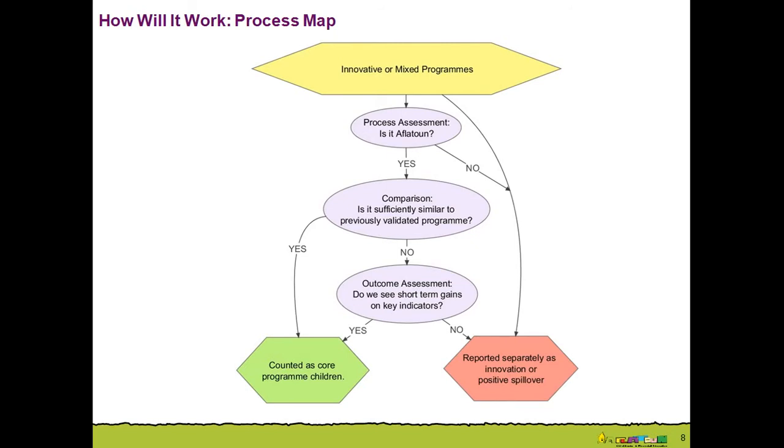Right, so if it is Aflatoun, if it is social financial, if it is balance and so on, we look and see if there's maybe a similar program that we've validated in the past with more rigorous research. So if we find that there was another program, maybe a year earlier, or the same year, or 3 years ago, that did the same sort of innovative process and did a research project, then we can count this new innovation as similar enough to the previous innovation that we can bring it into the core program children category.